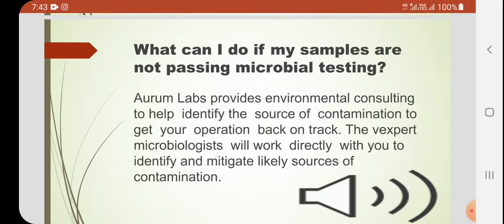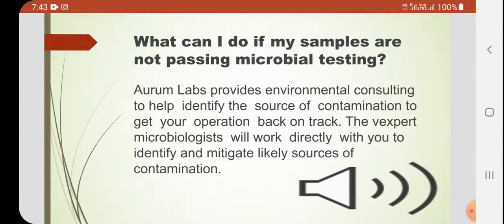What can I do if my samples are not passing microbial testing? Abrams Labs provide environmental consulting to help identify the source of contamination to get your operation back on track. The expert microbiologist will work directly with you to identify and mitigate the likely source of contamination.